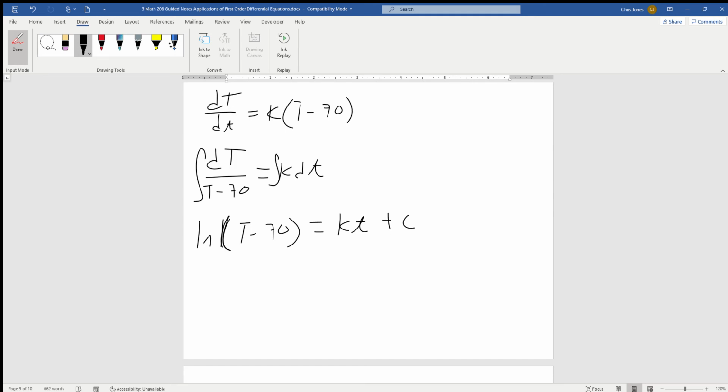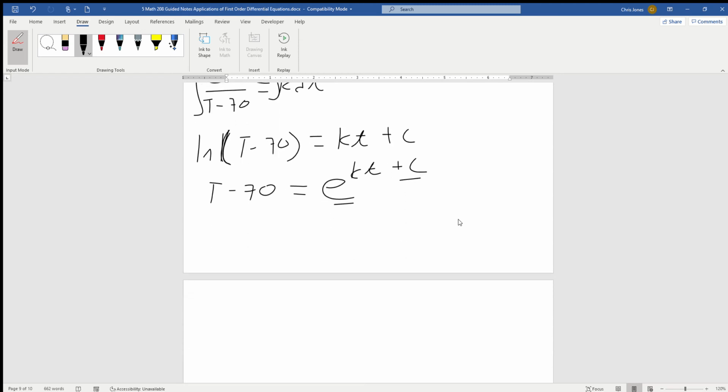We're going to go ahead and raise both sides to the e power just like we've done numerous times. So that's going to be T minus 70 equals e to the kt plus c. We know the trick. E to the c is going to be some initial temperature. I'm going to call that T sub naught. We're going to add 70 to both sides. So we're going to get 70 plus T sub naught e to the kt. All right. Now we still have 3 unknowns.